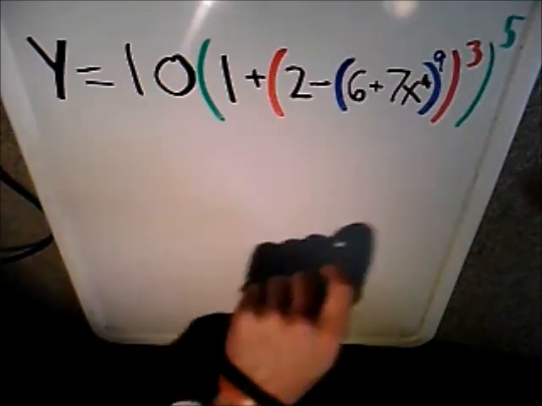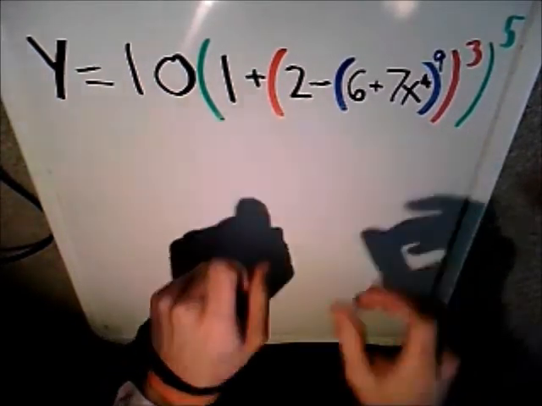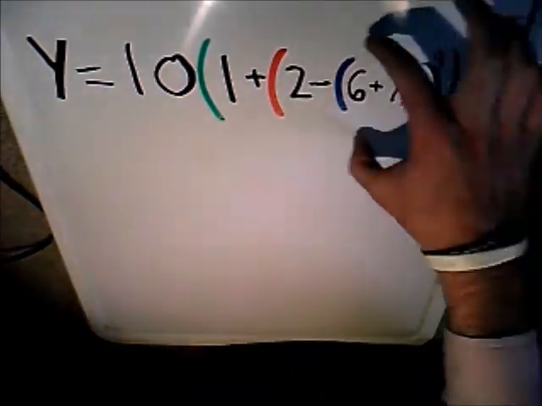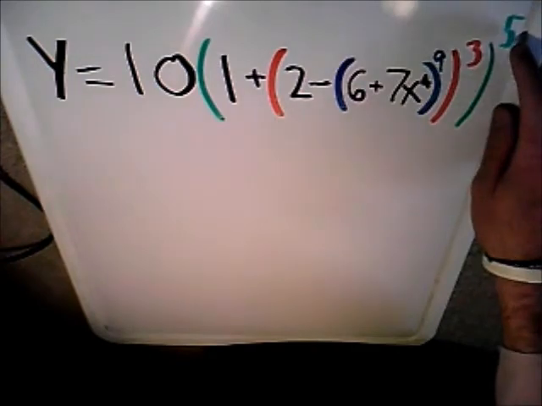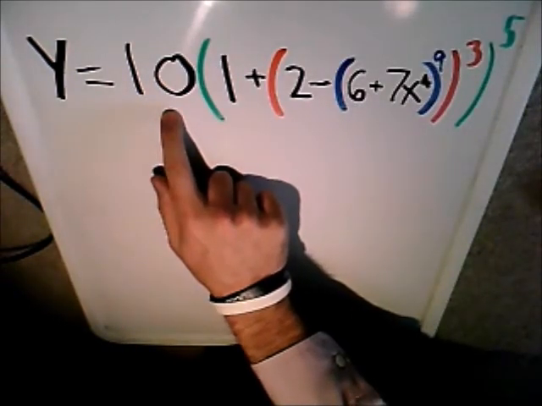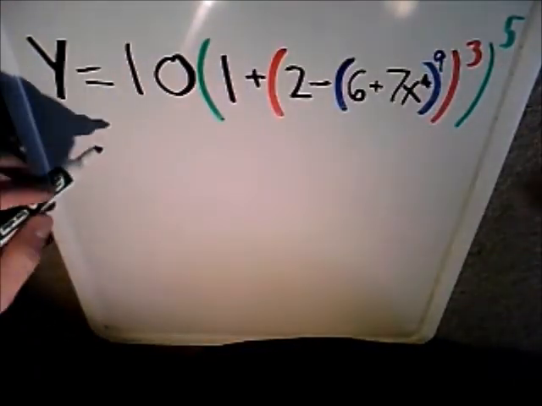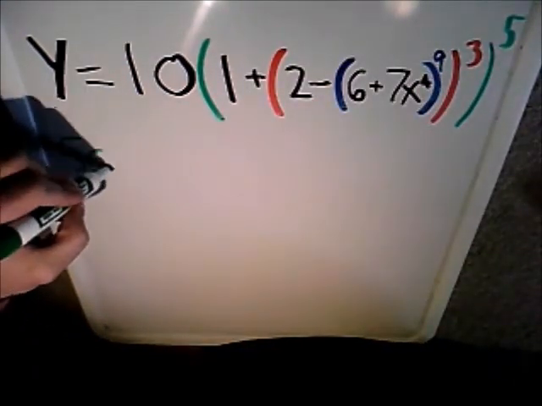Now, let's start with the green. We take the derivative of both sides. We take the derivative of the biggest function. So let's just pretend everything in here doesn't matter right now. So it's going to be the power rule. 5 comes down, 5 times 10, 50. Then this is going to go to a 4. So we're going to have 50.